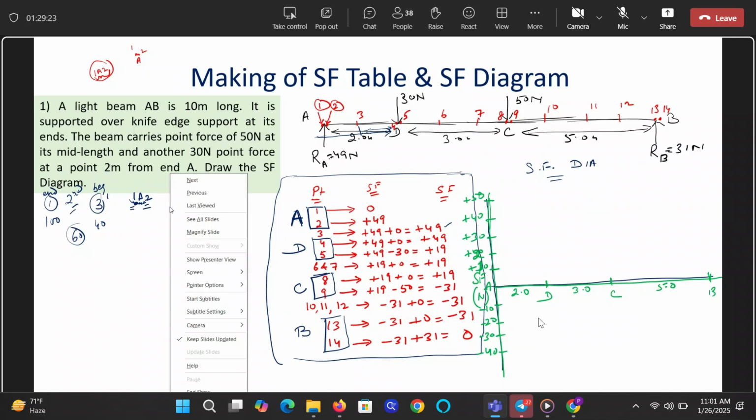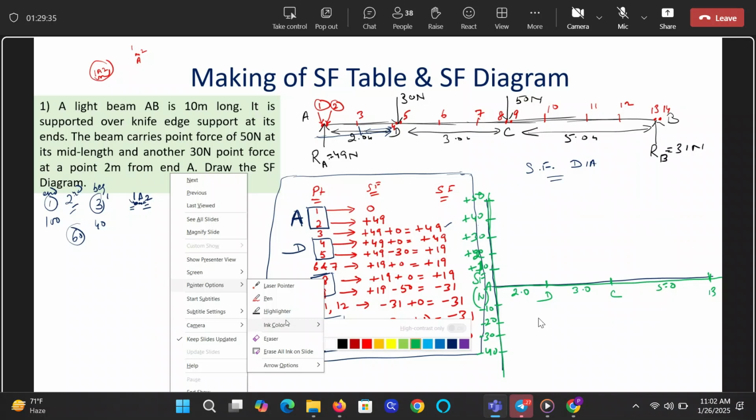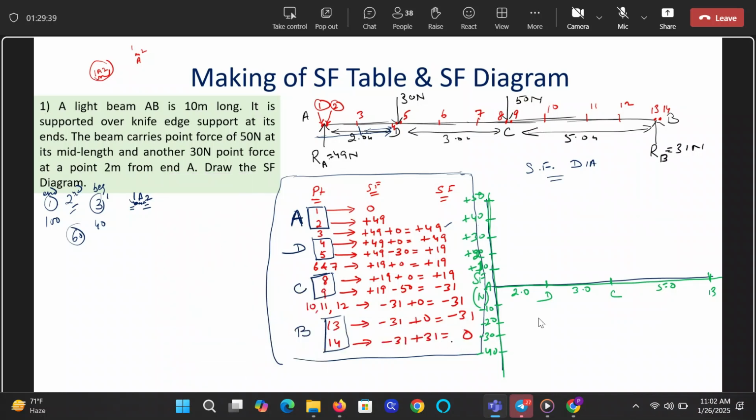So guys, what are we basically looking at now? What we are looking at is now drawing the shearing force diagram. I'll change the color to, let us say, blue. Blue will stand out now, no problems. Guys, what is happening at A? At A, the shearing force changes from 0 to plus 49. Am I right? Yes, sir. So it changes from 0 to plus 49 here, like this.